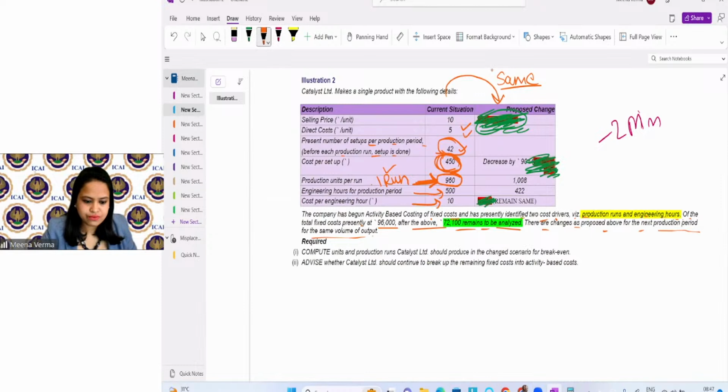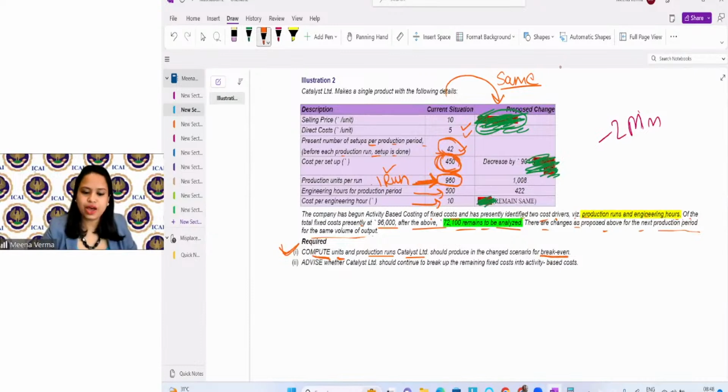Okay, what else is given here? Compute. What is the question? What is the requirement of the question? Compute units and production run catalyst limited. So you have to find out the number of units here and what production run it should produce in the change scenario for break-even point.